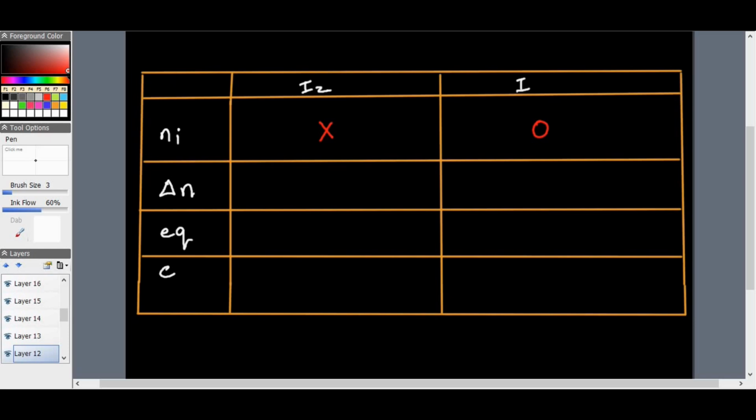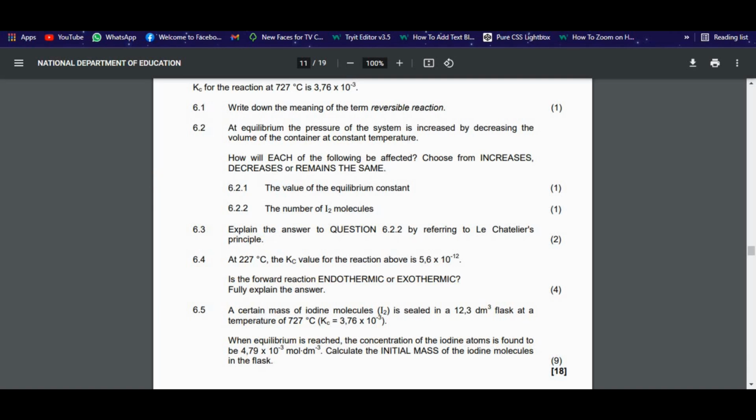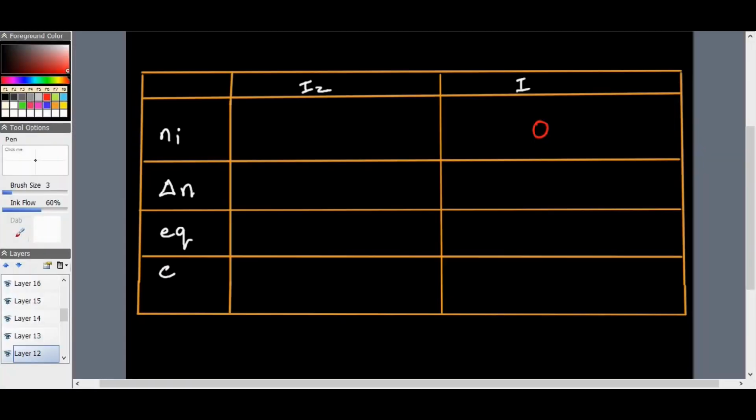Actually, let me not do that. Let me just leave it blank for now. I'll show you how it all works out. Okay, cool. So we were told that the concentration of iodine atoms was 4.79 times 10 to the power of minus 3 mole per decimeter cubed. So we just write that down there.